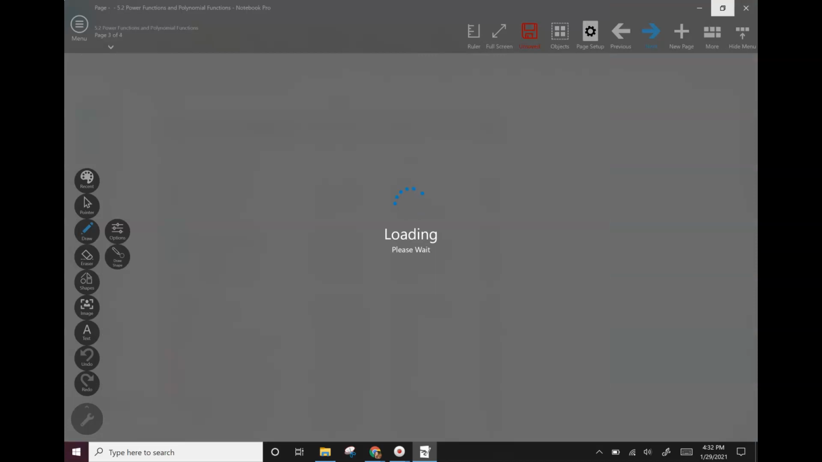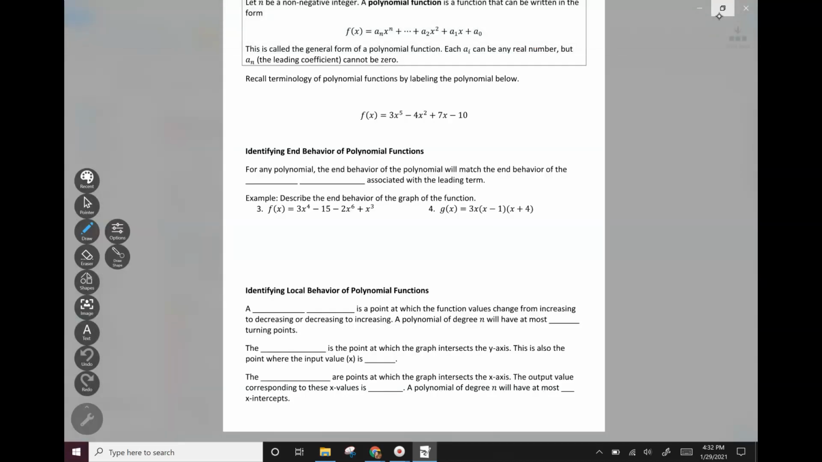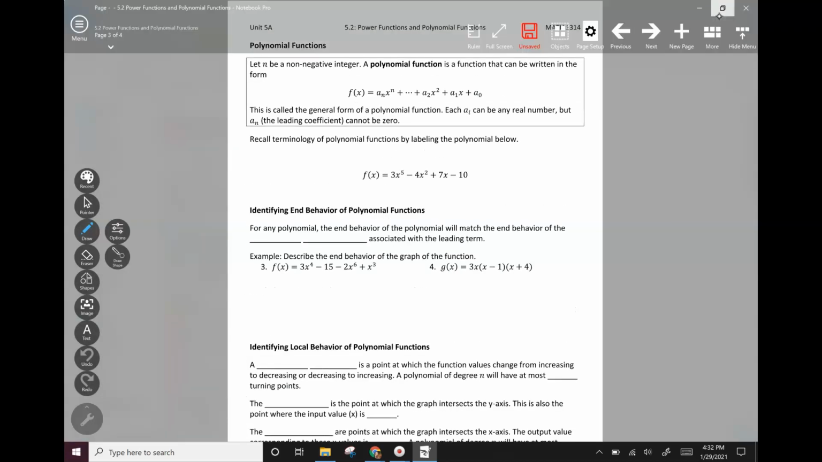All right, next page. That is not the next page.